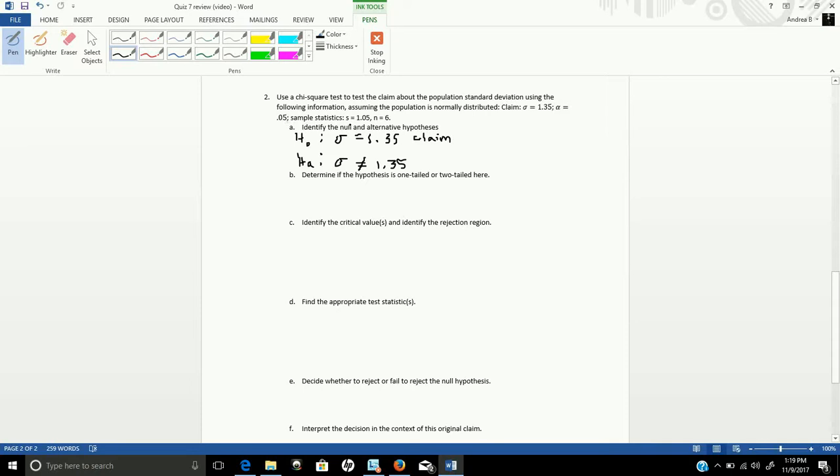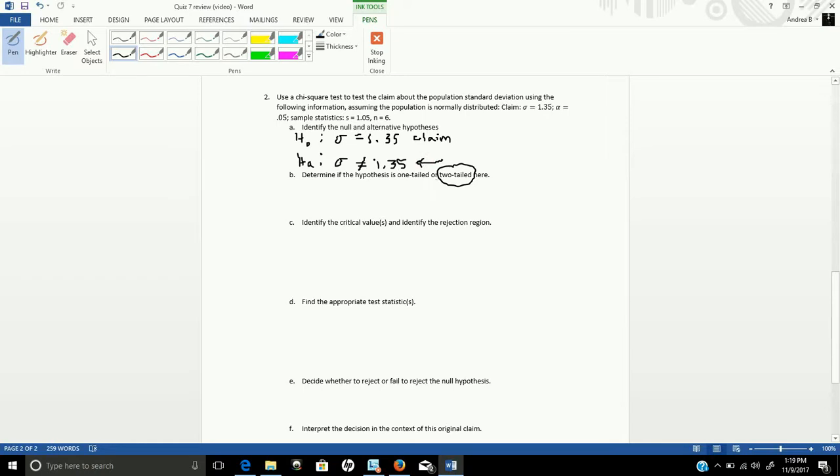We have a sample statistic of standard deviation. Our sample standard deviation is 1.05. And our n, our sample size, is 6. So here we have to decide if it's 1 or 2-tailed. Well, it's definitely 2-tailed here. If you want, you can just circle which one it is, or you can write it out. In this case, it's 2-tailed because we had not equal to for that alternative hypothesis.